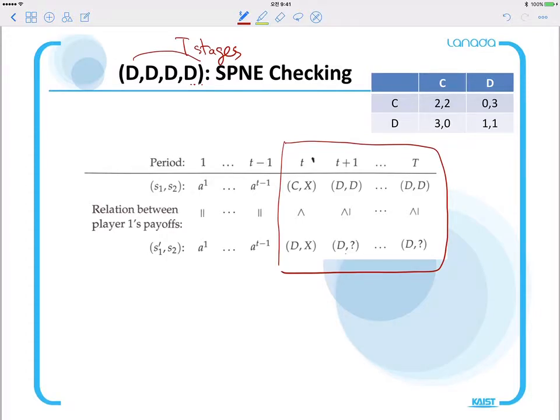Again, in order to satisfy the definition of the subgame perfect Nash equilibrium, what's the definition? For every subgame, the strategy that is restricted to that subgame should be the Nash equilibrium. I claim that D for player 1 and D for player 2 is a subgame perfect Nash equilibrium. So in order to check that, let's first look at some arbitrary subgame.